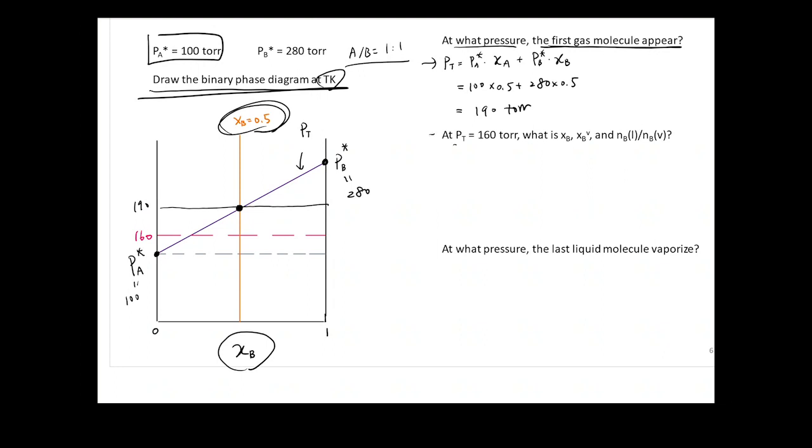The third question is, at P total equals 160 torr, I want to know the mole fraction of B in the solution phase. I want to know the mole fraction of B in the vapor phase. I want to know the number of moles of B in the liquid phase over the number of moles of B in the vapor phase.